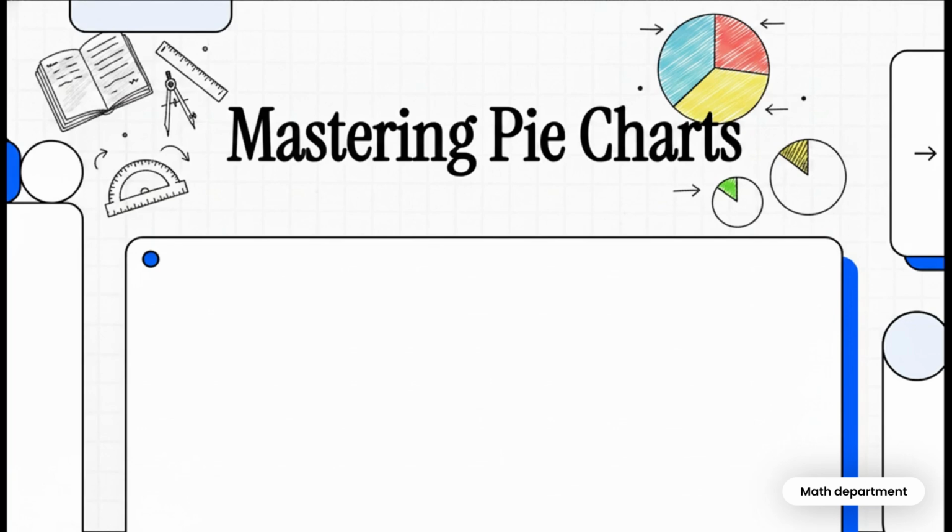Today we're going to decode the magic of turning raw data into perfect, easy-to-read pie charts. Whether you're a student prepping for a big math test or just someone who wants to understand all the data floating around us a little better, you are in the exact right place. So grab a notebook, maybe a protractor if you've got one handy, and let's jump right in.